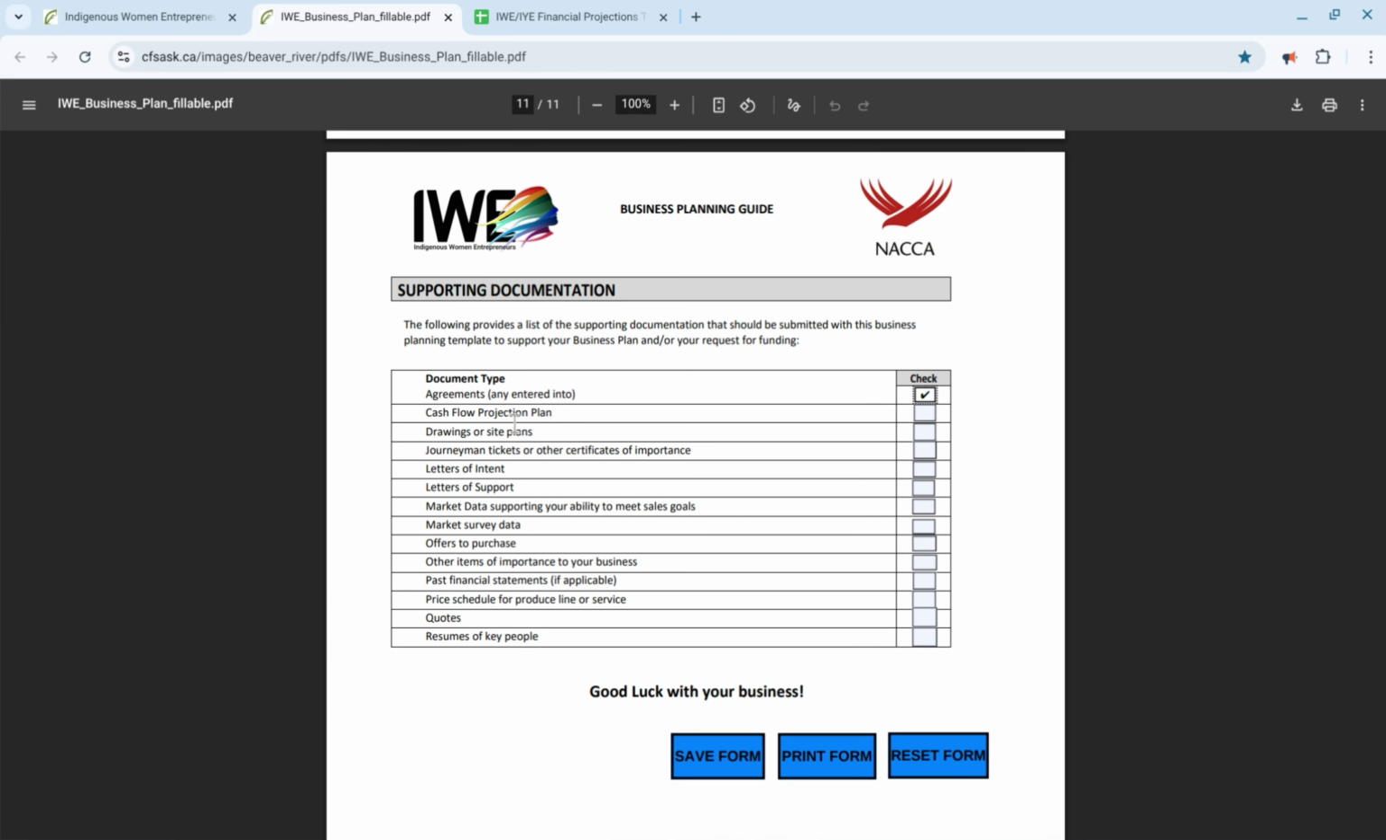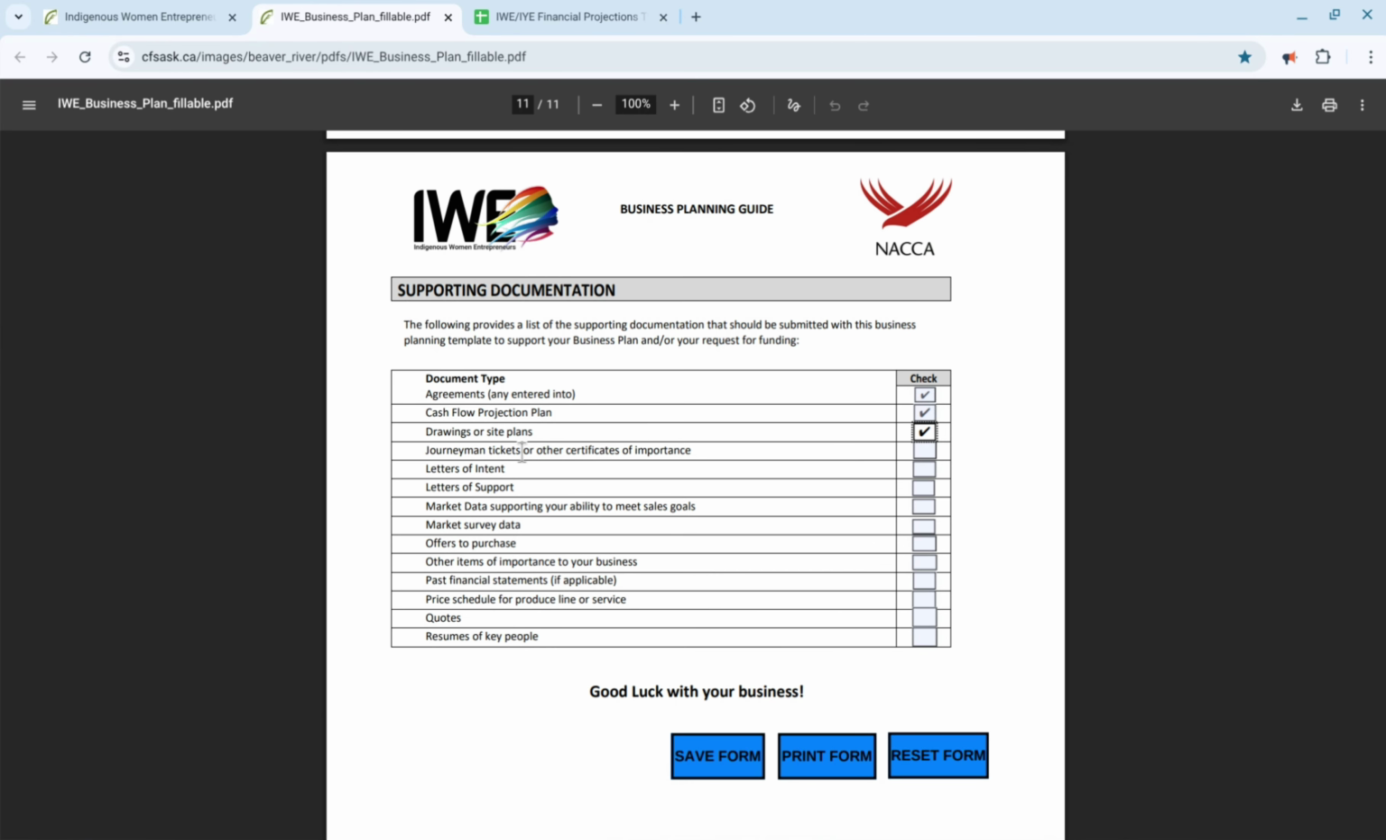Next thing is cash flow projection plan, and I'll actually be covering that in the coming videos here. So basically just an outline of the expected cash flows. That means money coming in and money going out of the business. Drawings or site plans. So if you are operating from home as a website designer, you don't really need any drawings or site plans. Whereas if you are starting your own cafe or restaurant, you're kind of taking over an empty space, you'll want to include just some drawings of the site plan, basically the layout of the facility.